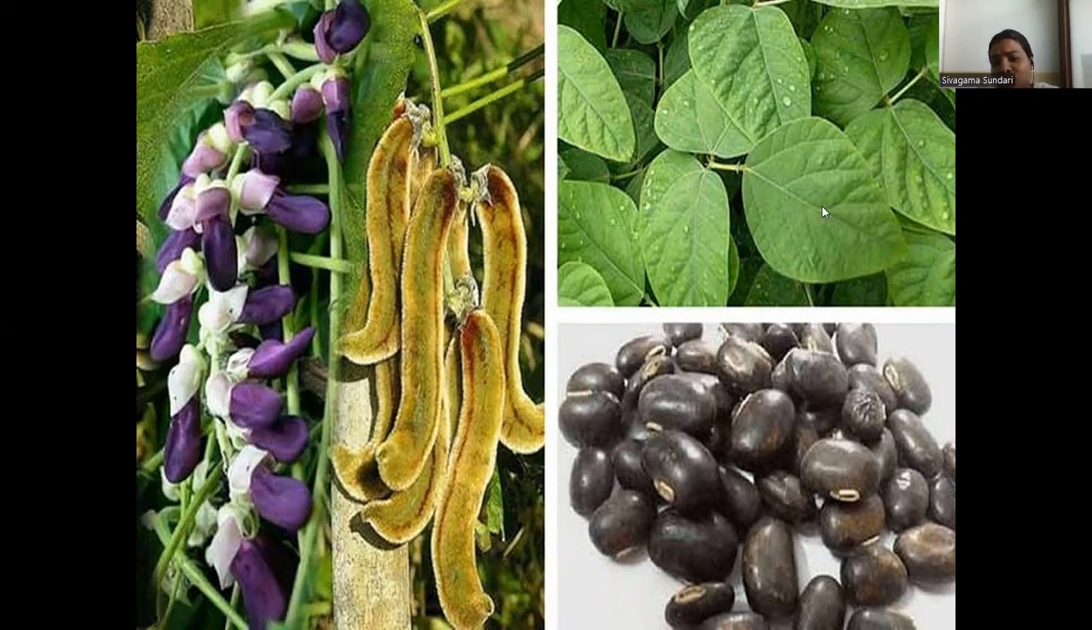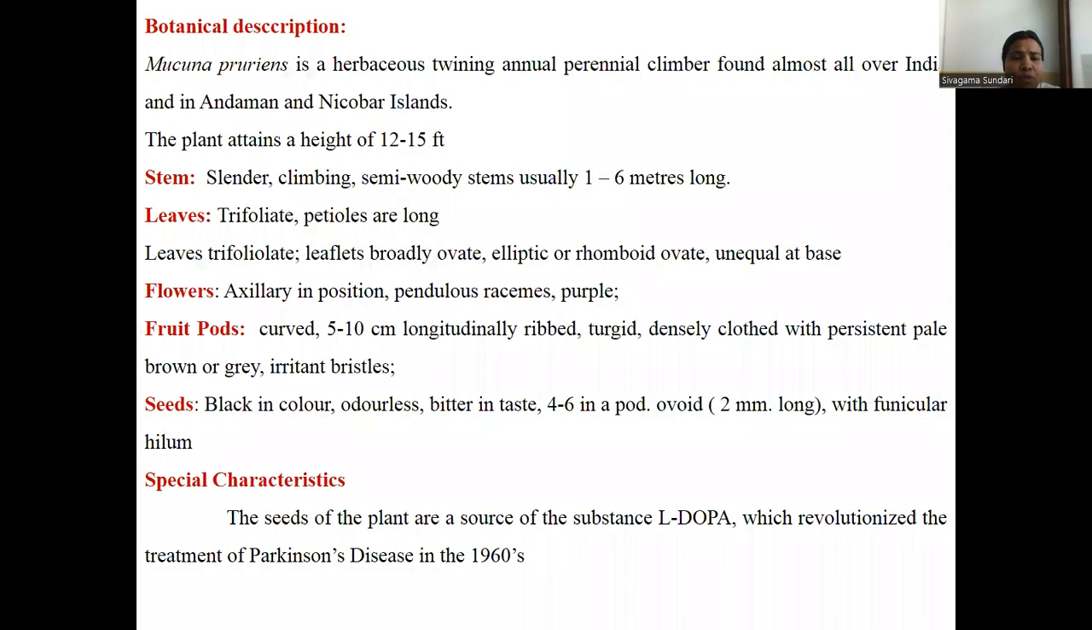This is how the leaves look. These are the seeds, the ripened pod. If you open it, these are the seeds. From the seeds only we get the chemical content which we use in pharmacology to treat Parkinson's disease in the central nervous system. The parts of the plant velvet bean, that is cluster bean, Mucuna pruriens, look like this.